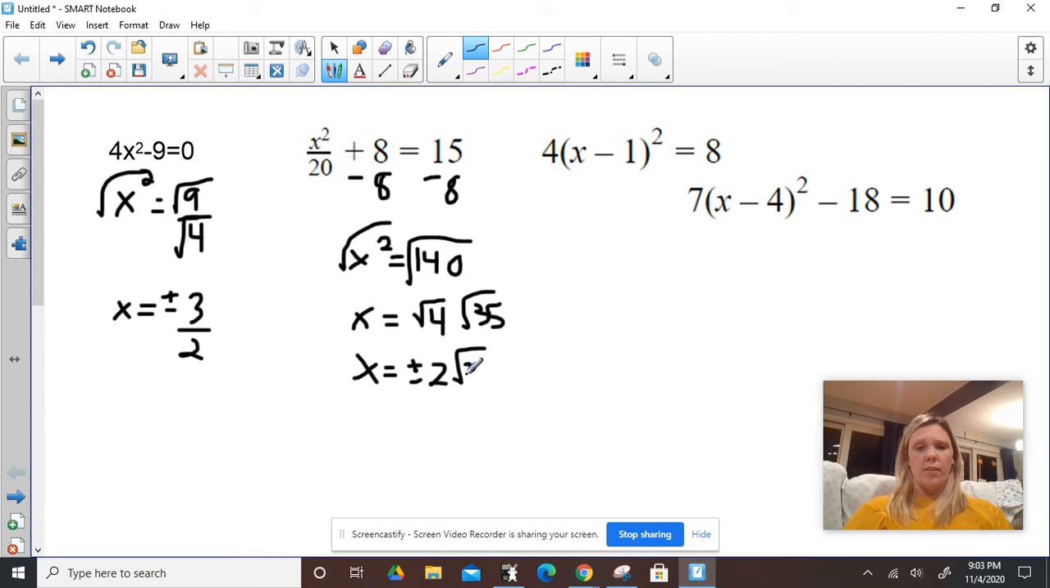You just left it as x squared equals 140. So make sure you do that extra step.